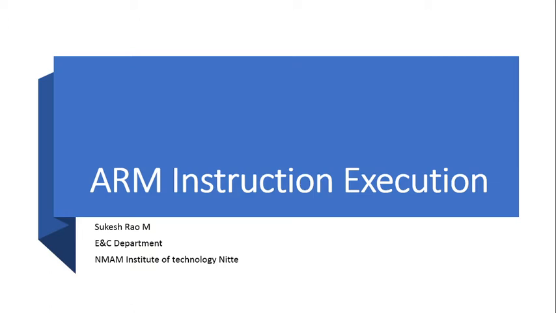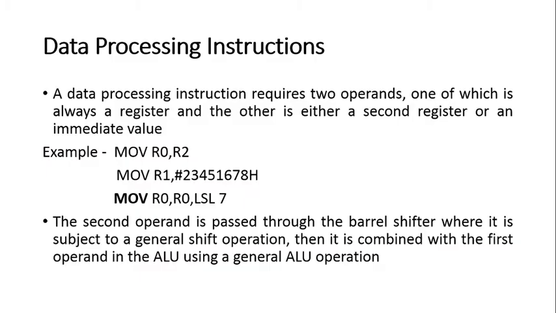Today, let me cover the ARM instruction execution. In the ARM microprocessors, at the architecture level, we need to understand how the instructions are executed, how the data processing is done, and how the memory signaling is made, when you are fetching the instruction and when you're executing the instruction. In today's lecture, we are going to see that.